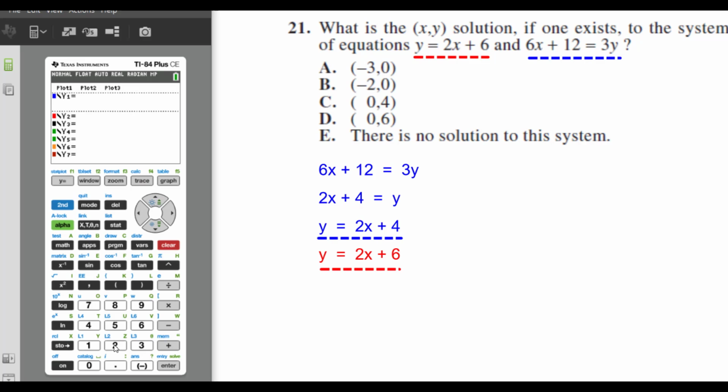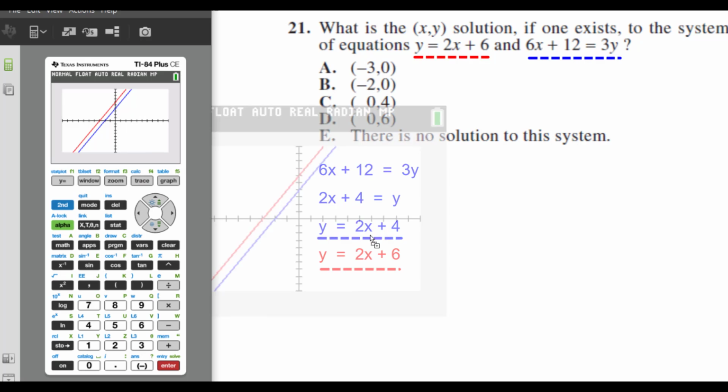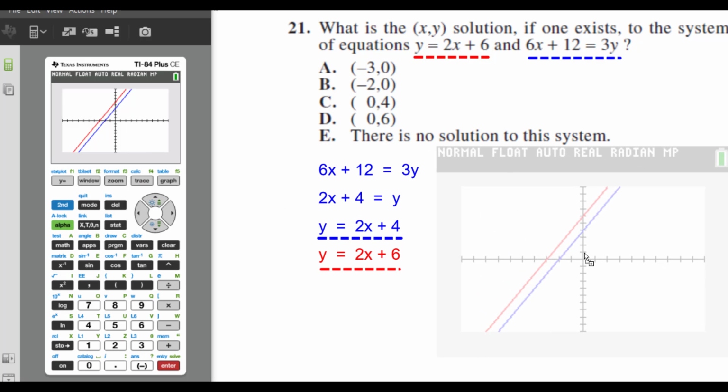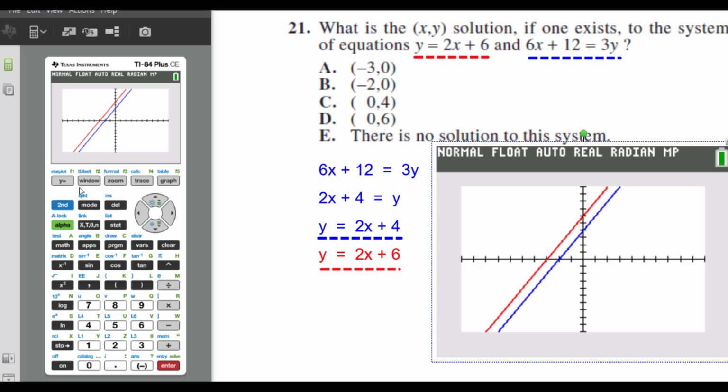So I'll type in 2x plus 4 into y1 and 2x plus 6 into y2. I'll do a ZoomStandard, Zoom 6, -10 to 10 in each direction. And you can see that there is no solution there. You could also go to the table and see the table.